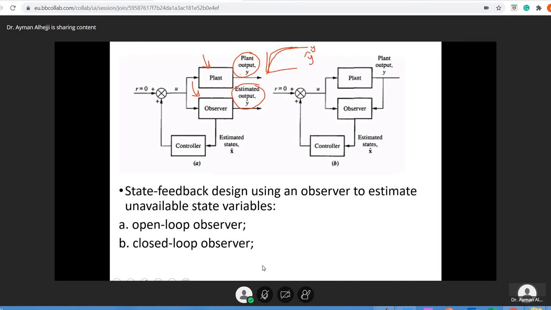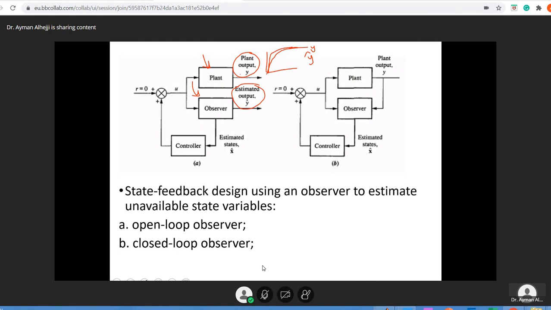So sometimes Y only shows you one state. So you need to measure the output. You can measure one state in this form. Still, we have open loop and closed loop in this form, as you can see. On the left side we have the open loop observer. On the right side we have the closed loop observer.